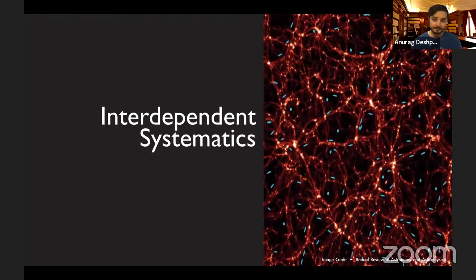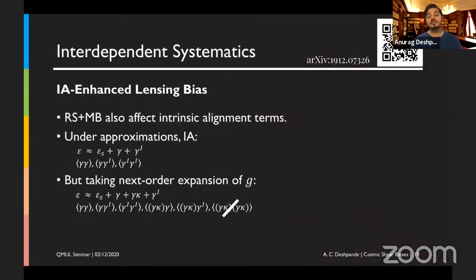One of the first things we looked at is how reduced shear and magnification bias come into play with the intrinsic alignment terms. And the thing is that they affect the intrinsic alignment terms too. The reason for that is, under the reduced shear approximation and neglecting magnification bias, this is how intrinsic alignments are treated, right?